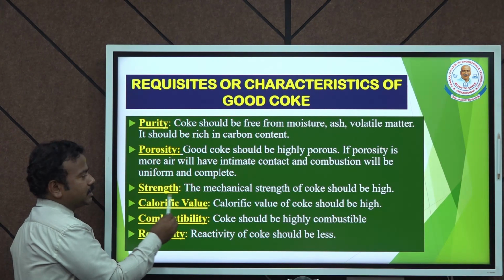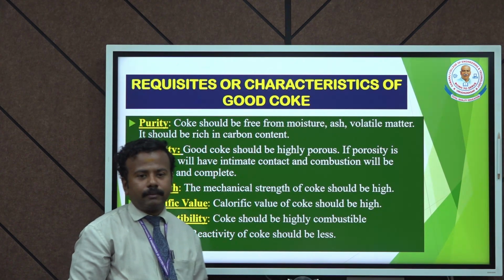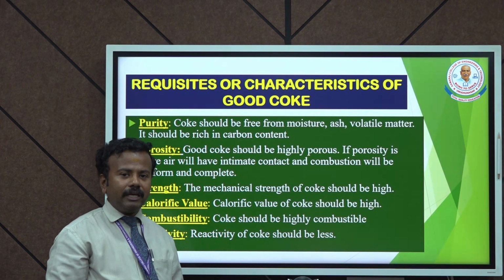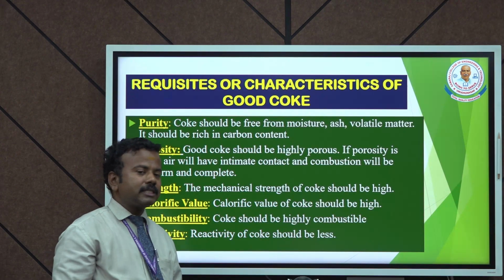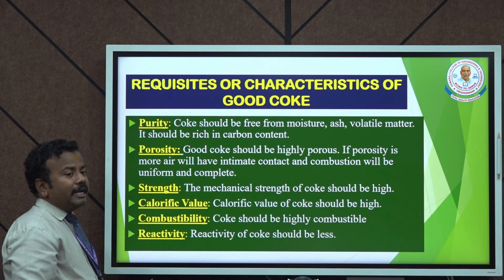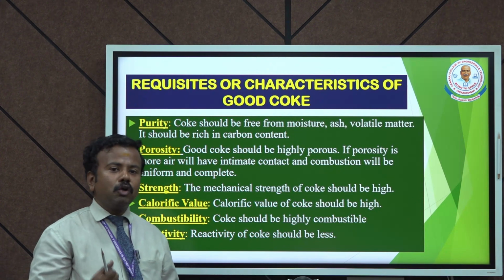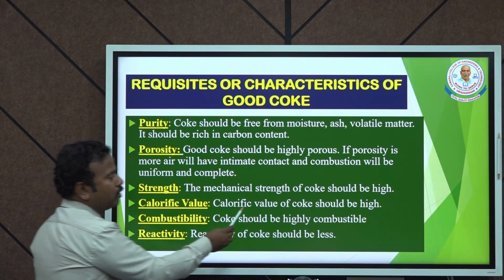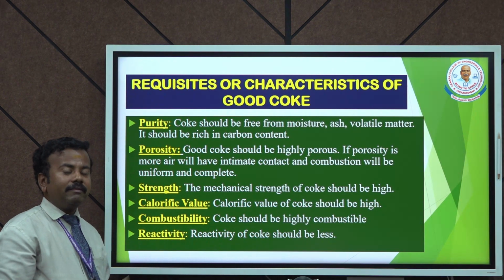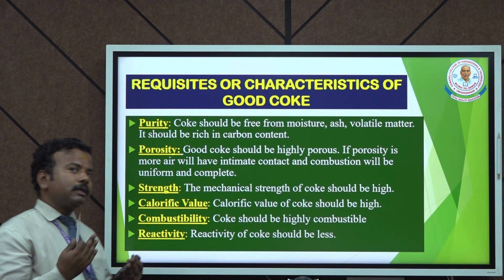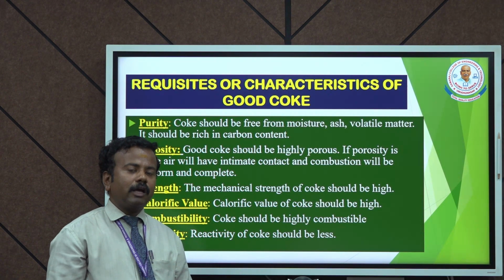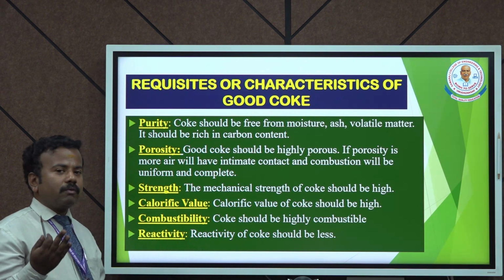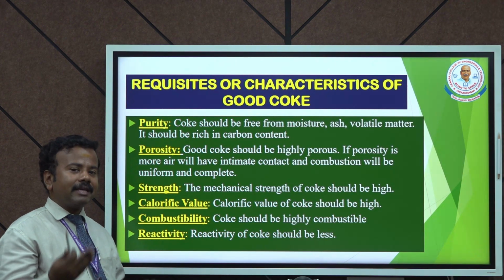Then the third one is strength. The mechanical strength of the coke should be high. For example, anthracite coal is a hard and shiny coal sample. Just like that, any kind of coke should be hard, and the mechanical strength of the coke plays an important role. Then the fourth one is calorific value. The calorific value of coke should be high. We are talking about fixed carbon content and calorific value. If the fixed carbon increases, the calorific value also surely increases. When the calorific value increases, it acts as a good fuel.